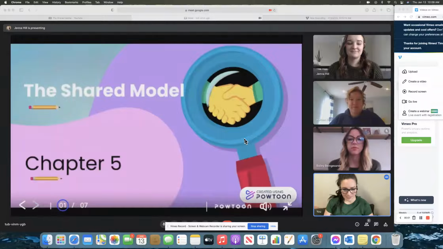Our staff room. Today, my team members and I are going to be talking about the shared model, and it comes from chapter 5. We have Miss Beingessner, Mrs. Harden, and Mrs. Hill, and I'm Miss Henderson.